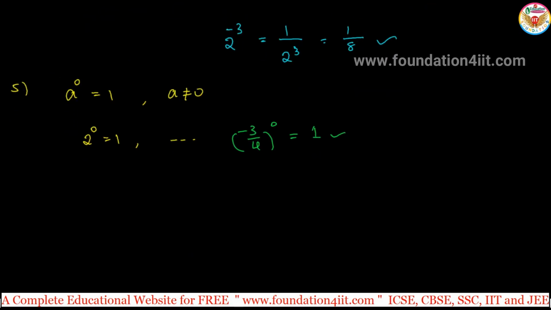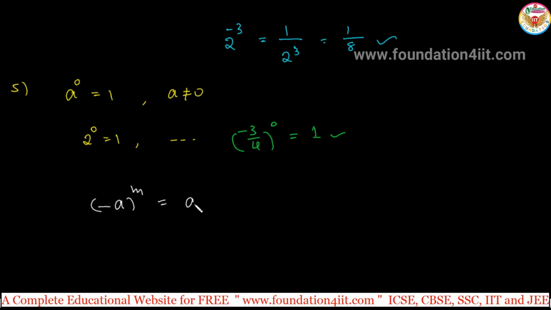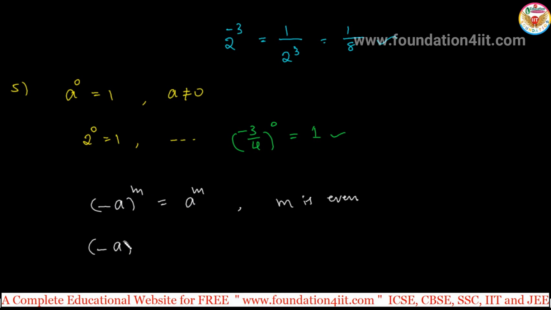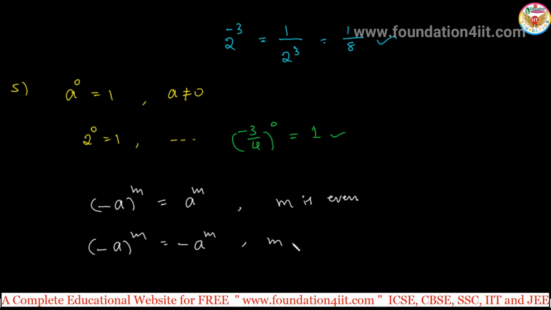And apart from this, one more note I'll show you. Like if it is minus a whole to the power m, this is equal to a to the power plus m when m is an even number. So any negative base raised to an even power is always a to the power of that even number. And minus a whole to the power m, that is minus a overall bracket to the power m, is only minus a to the power m when m is an odd number.